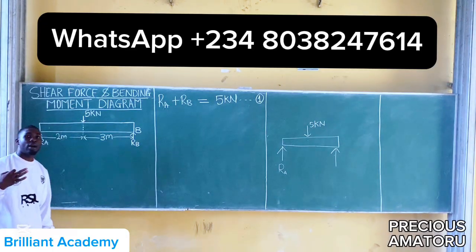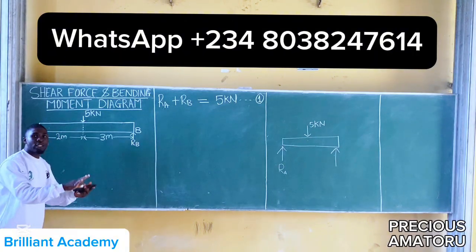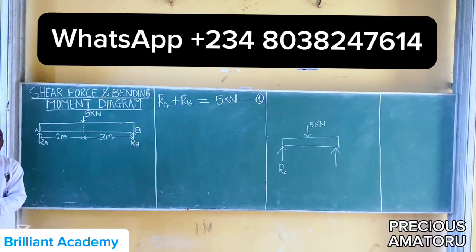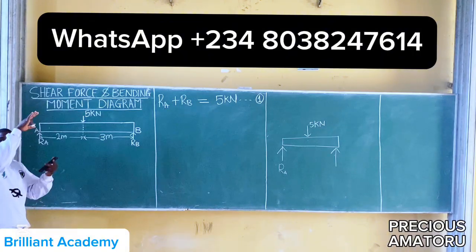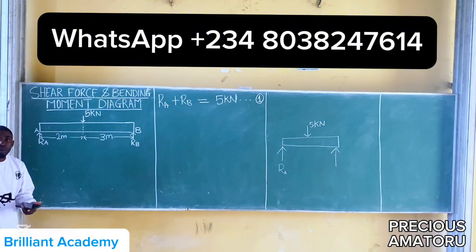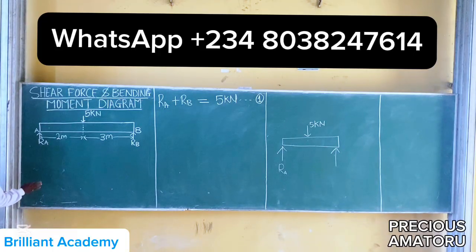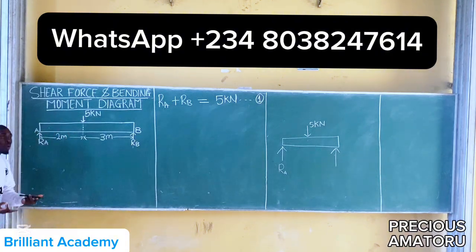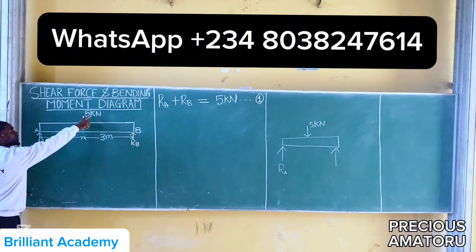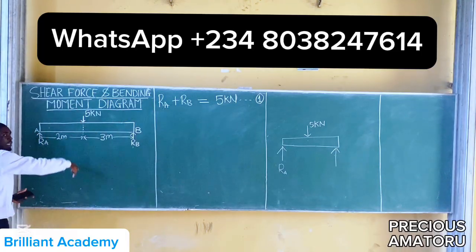And you know the law we use when calculating for moment is that clockwise moment is equal to anti-clockwise moment. I use a simpler way just so I could relate better to it: the moment as a result of the upward forces is equal to the moment as a result of the downward forces. So the moment as a result of RA and RB must be equal to the moment of this 5 kilonewton acting downward. These two are acting upward, this is acting downward.